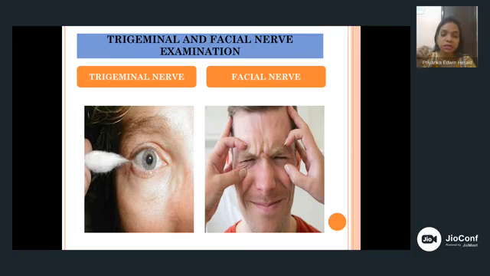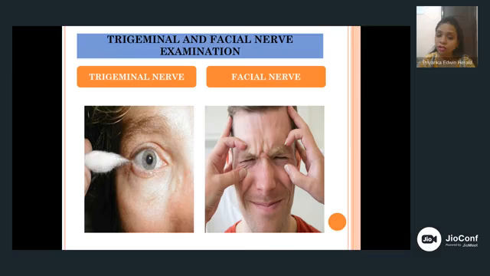For that, you can see in the picture, a small portion of cotton is used and we stroke it on the lateral side of the eye. If during the stroke the patient blinks the eye, then we can say, okay, yes, the trigeminal nerve is okay, it is not affected. But if blinking is lost, then the trigeminal nerve is affected in the patient.